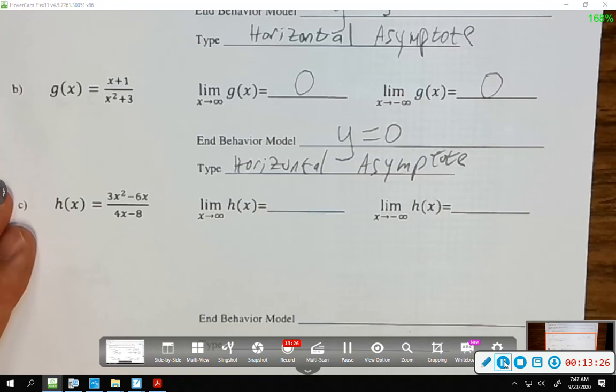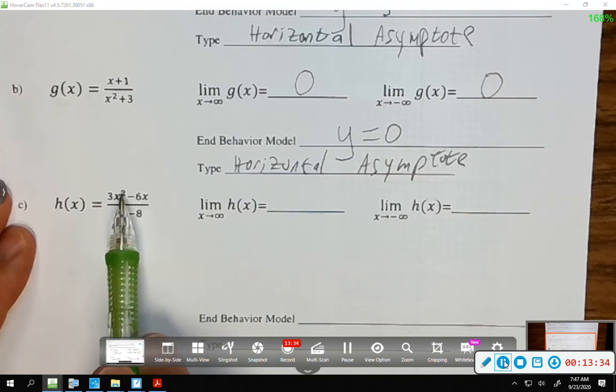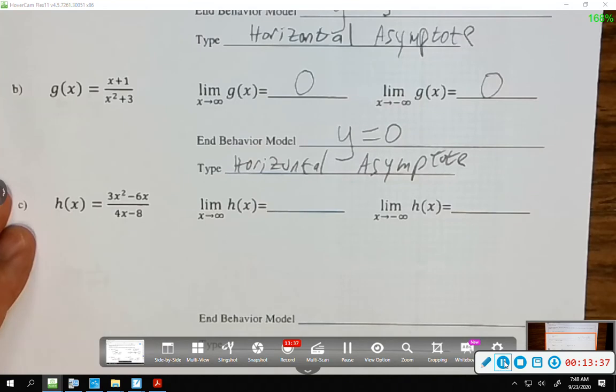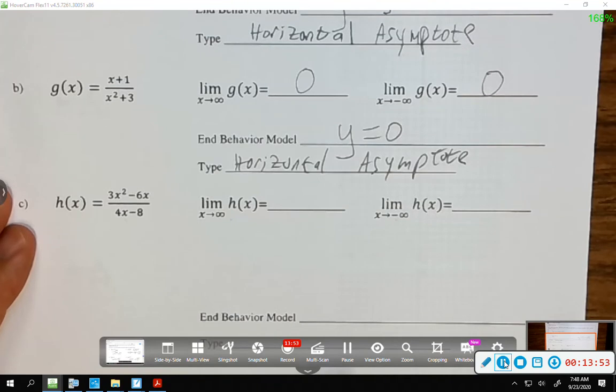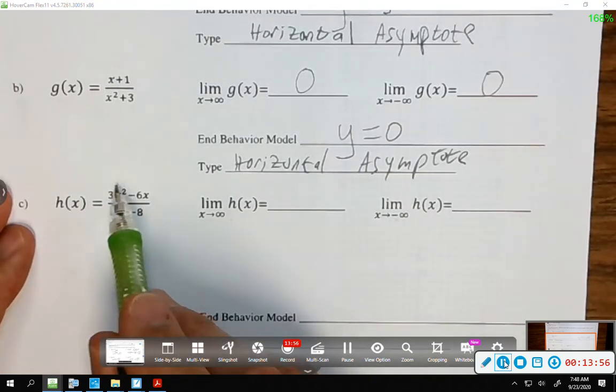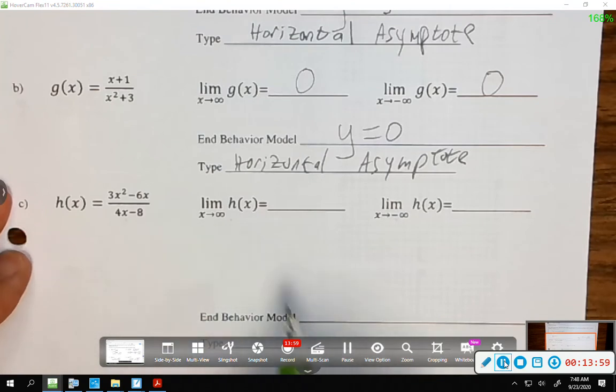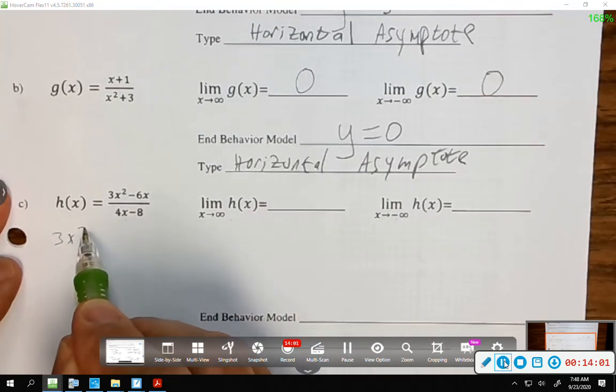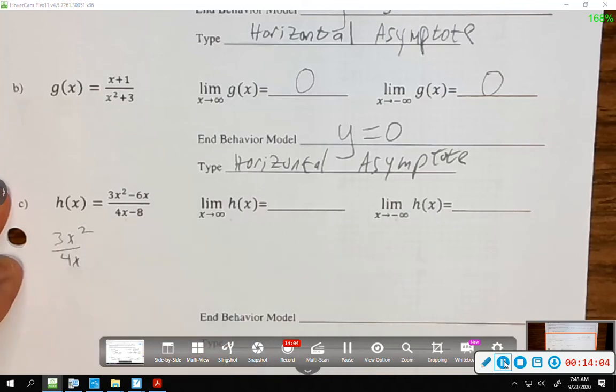Now, there's a little bit more work that we have to do when the limit as x approaches infinity or negative infinity is this situation. The degree on top is larger than the degree on the bottom. We could do long division all the way out to find this limiting value here. But I don't want you to do that. To find the limiting value, it's either going to be infinity or negative infinity. We just have to decide which one. And I really only have to look at the ratio of the dominant terms. So if I look at 3x squared over 4x, those are the dominant terms.